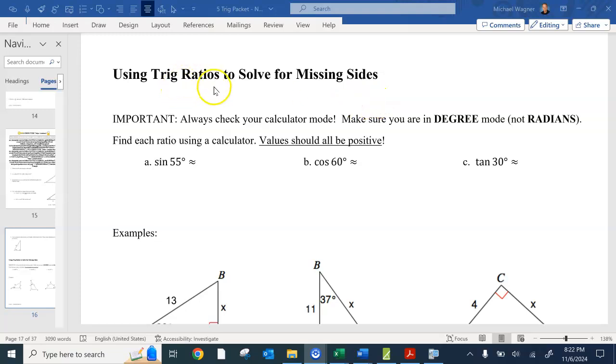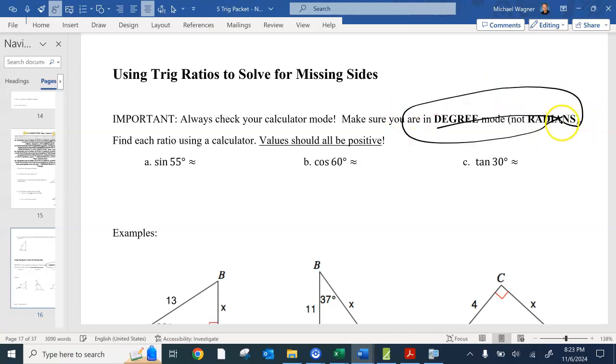Now, the very first thing to realize is we need our calculators. When we had a 30, 60, 90, or 45, 45, 90, we did not need calculators, but any other angles of a right triangle other than that, we're going to need to use our calculator. The first thing you see here is what? It says make sure you are in degree mode. Okay, so make sure you're in degree mode.